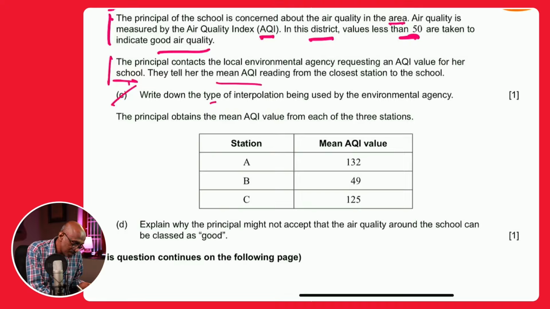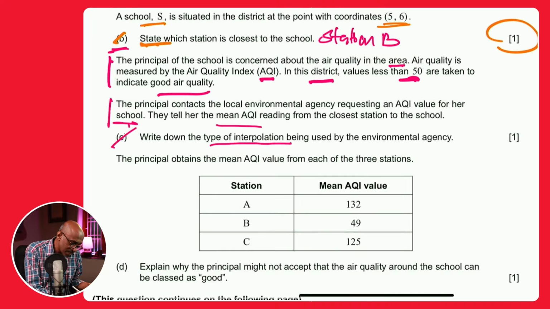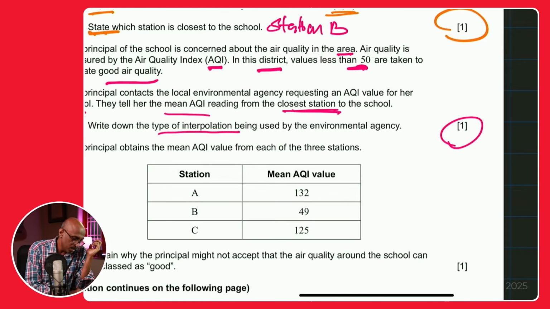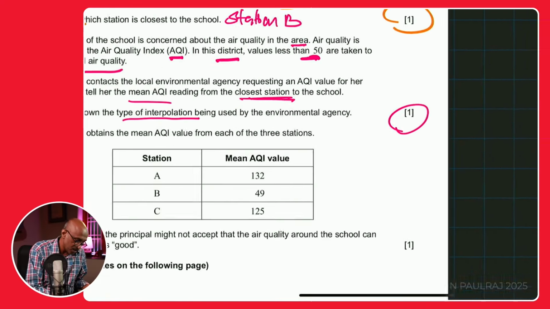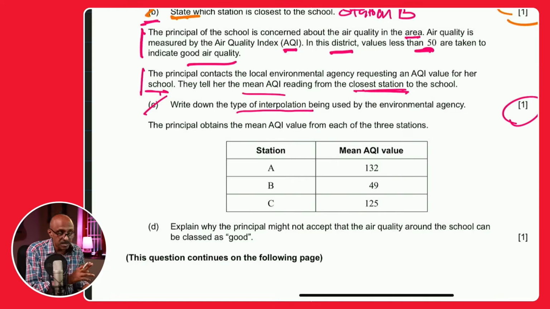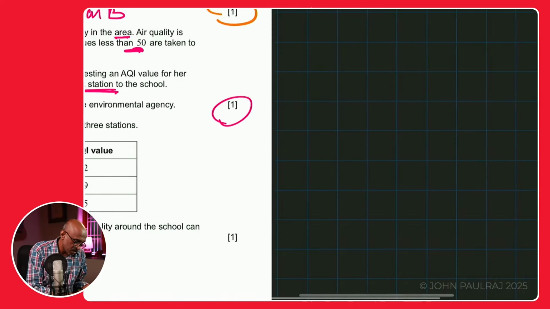Write down the type of interpolation used by the environmental agency. So basically what they've done is that they've given her the reading from the closest station. The type of interpolation that we study in Voronoi diagrams is the nearest neighbor interpolation. Again, it is 1 point only. So what is the type of interpolation? You can just write down the method: nearest neighbor interpolation. I'm just going to write that answer close to this one.